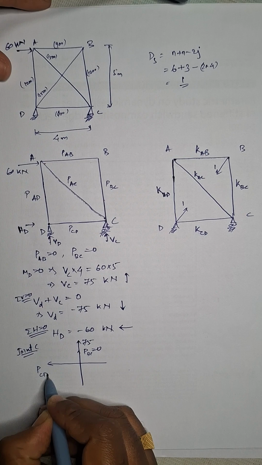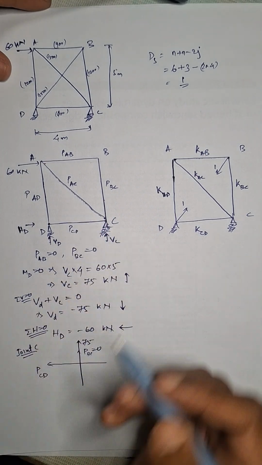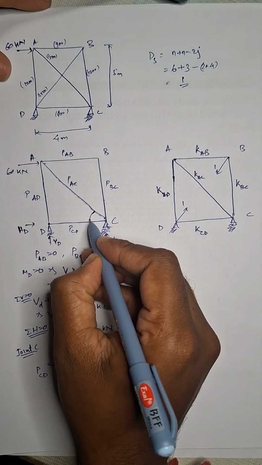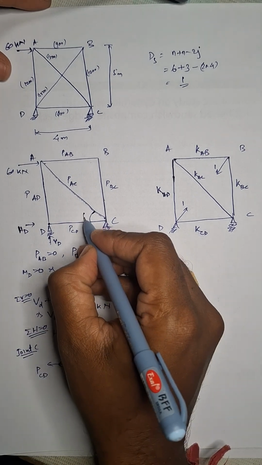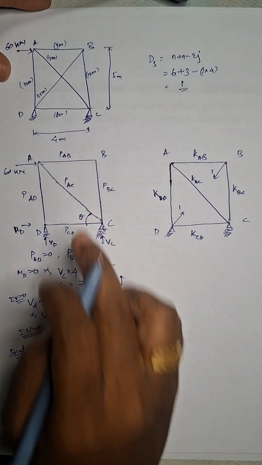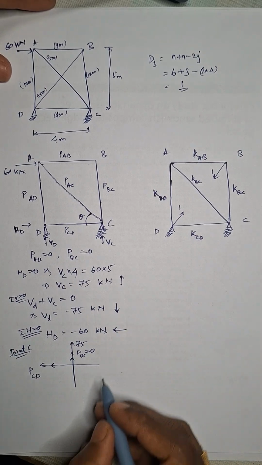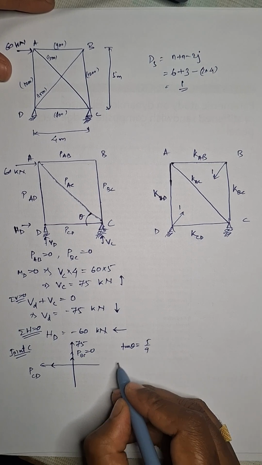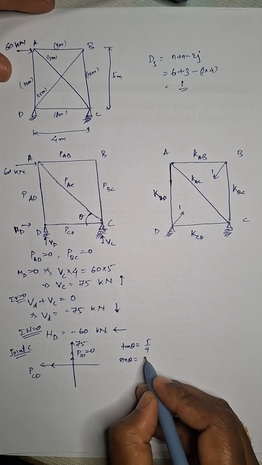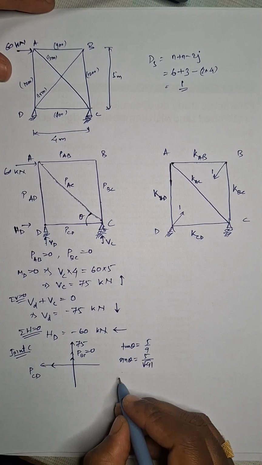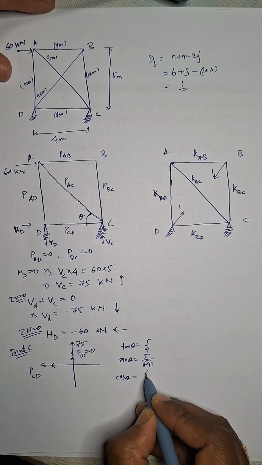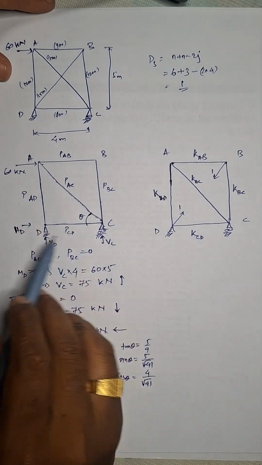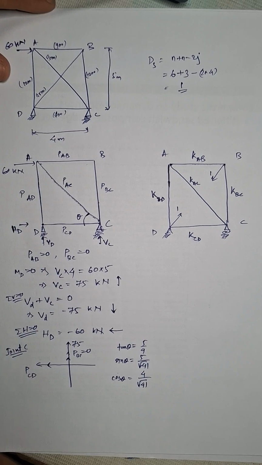PCD is acting this way, and for PAC there will be two components, one along this direction and one along this direction. So we need to find this angle also. Let's consider this angle is theta. If this is theta, then tan theta will be equal to 5 by 4. Sin theta will be 5 by root 41, and cos theta will be 4 by root 41. By applying the Pythagoras theorem, we are getting this value as 15 root 41.